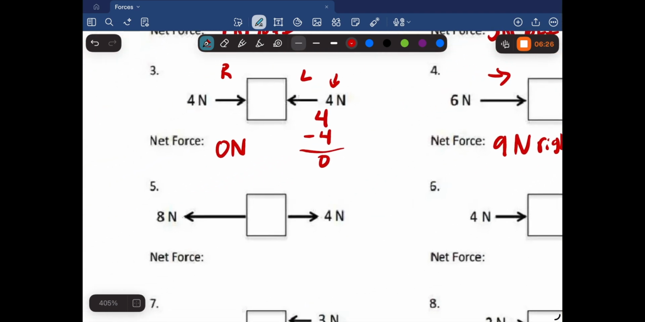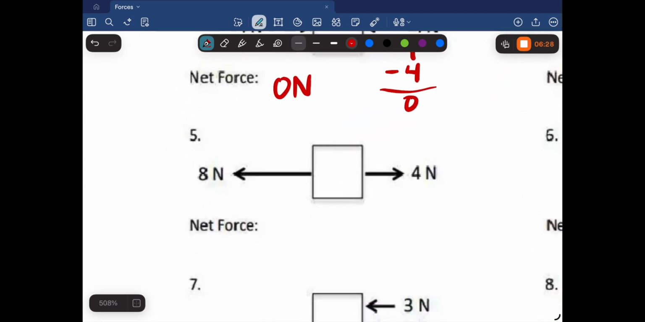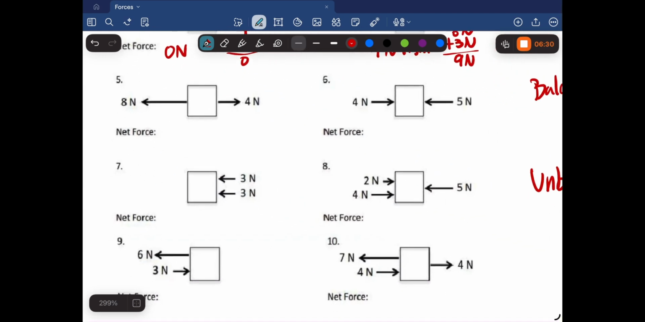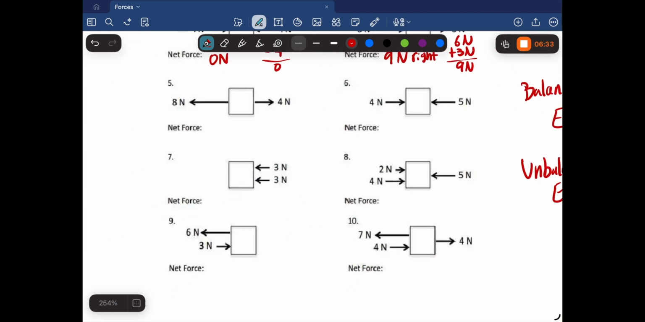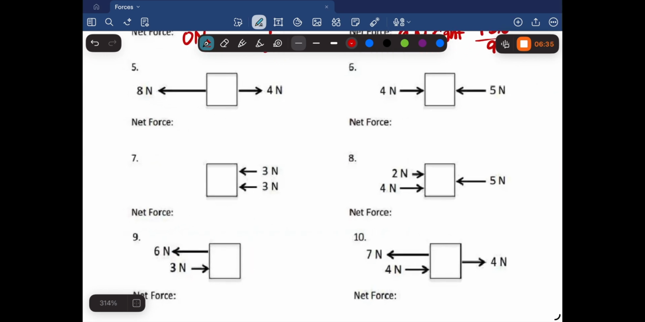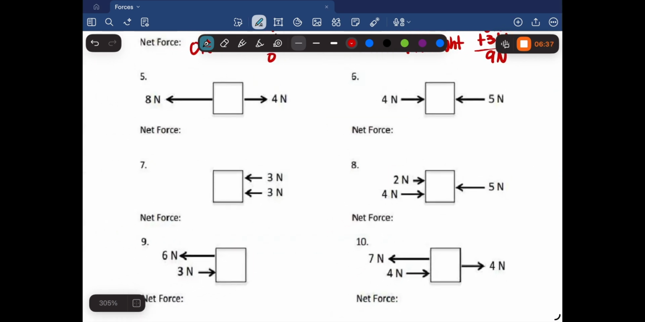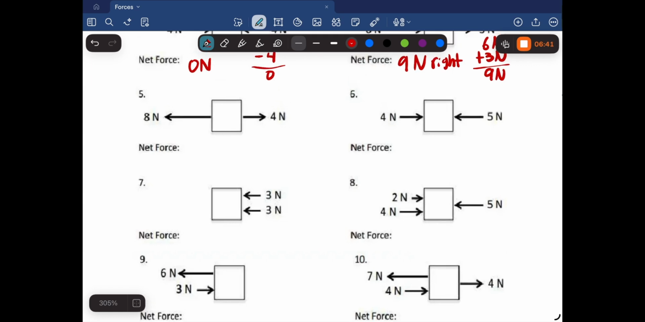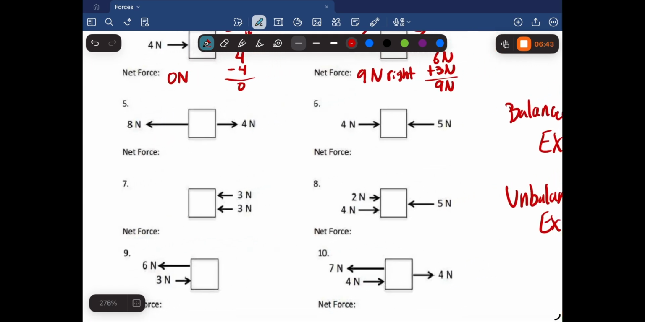Alright. So here's just a few more examples. You can work on these. I will include this in the Nearpod. The rest of these questions, I want you to answer these.